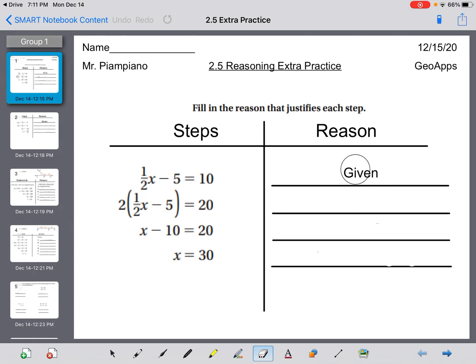So if you take a look, they give us the given statement, 1/2 x minus 5 equals 10. But then what they do is they put the entire left side within parentheses and multiply it by 2. And if you notice, the right term changed from 10 to 20, which means that they also multiplied 10 by 2. So they multiplied both sides by 2, which means your reason was the multiplication property.